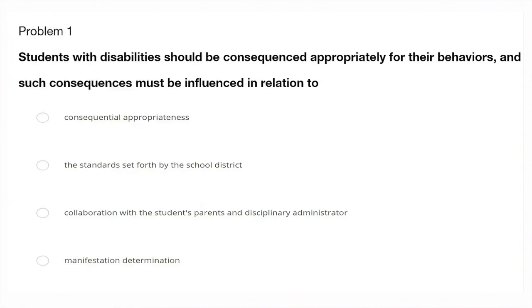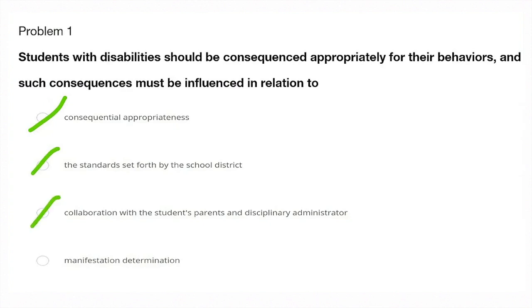Problem number 1. It reads, students with disabilities should be consequenced appropriately for their behaviors, and such consequences must be influenced in relation to consequential appropriateness, the standards set forth by school districts, collaboration with the student's parents and disciplinary administrator, or manifestation determination. Now, let's go ahead and eliminate the incorrect answers.